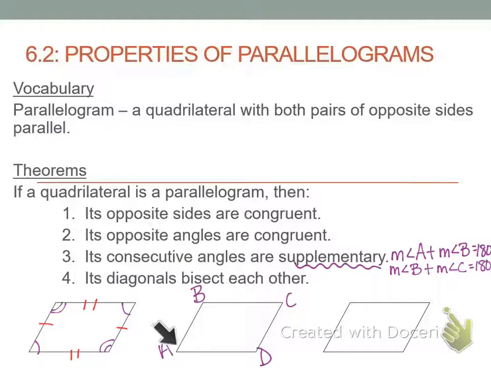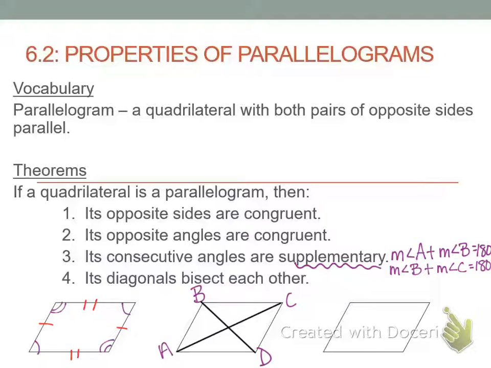So if I were to start at A, my only diagonal could go to C. So there's one of them. That's the only diagonal that can come from C, goes to A. If I'm coming out of B, where does my only diagonal go? To D, and vice versa. So there are only 2 possible diagonals inside of a parallelogram.